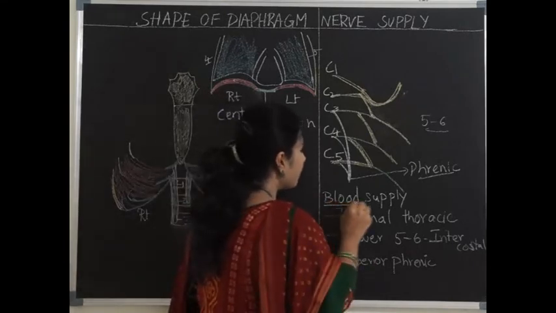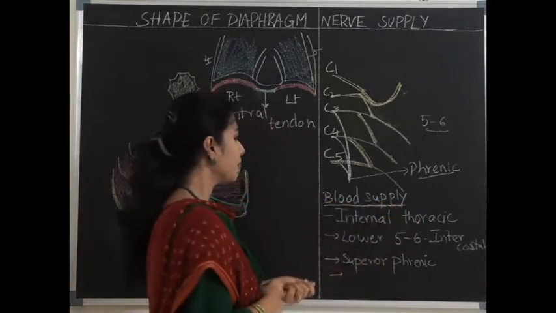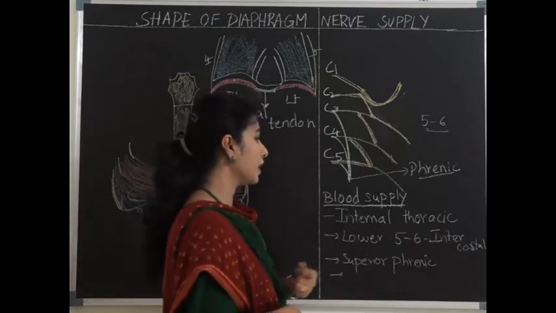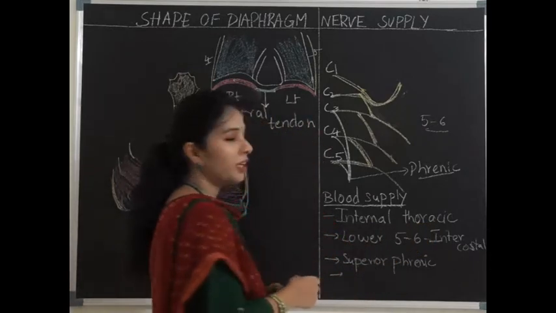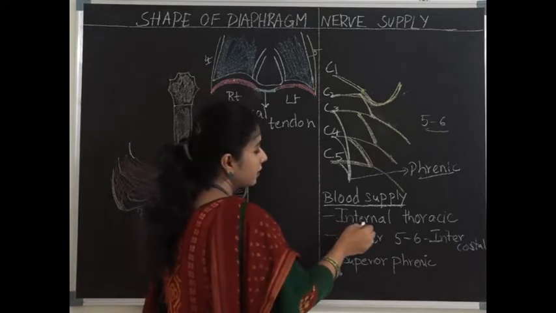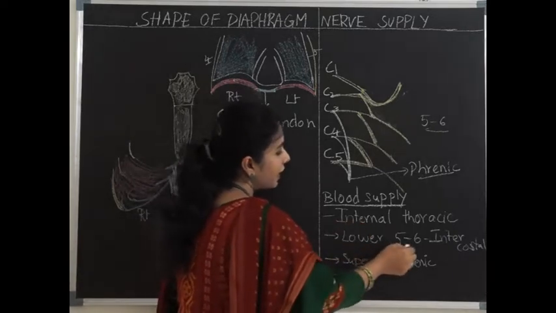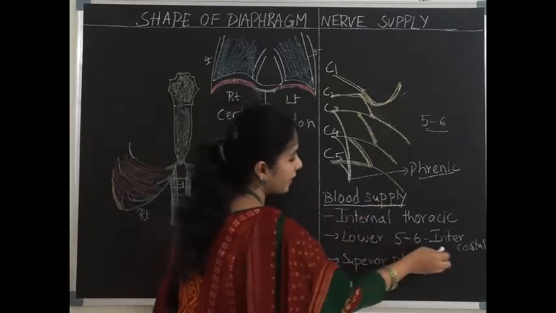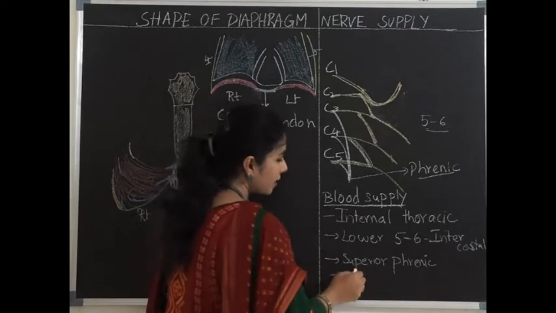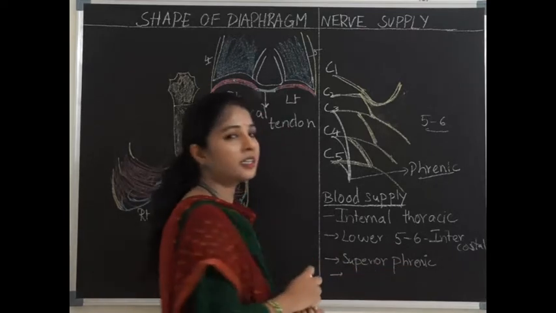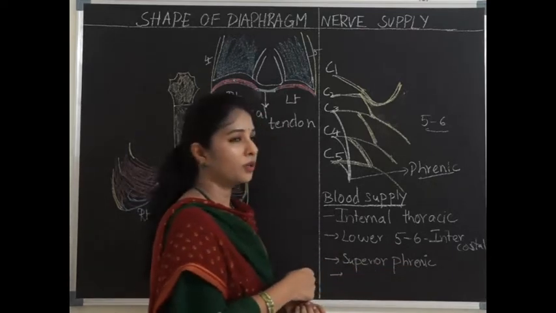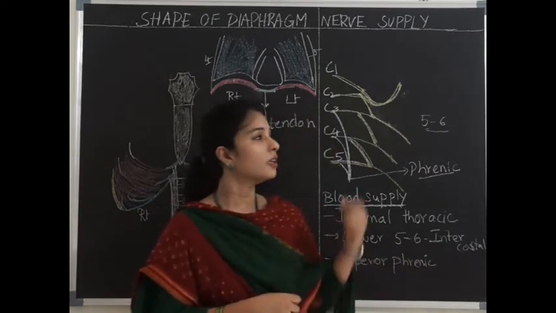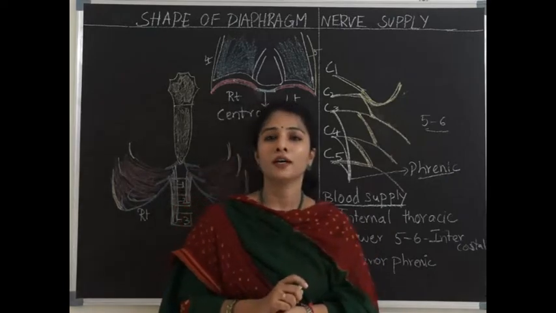Blood supply of diaphragm. The diaphragm is supplied by the branches of internal thoracic artery, which are called musculophrenic artery and pericardiophrenic branches, and the lower 5 to 6 intercostal arteries. The peripheral part of the diaphragm is supplied by lower 5 to 6 intercostal arteries, and superior phrenic artery, which is a direct branch of descending aorta, also supplies the diaphragm. So this is about the nerve supply and blood supply of diaphragm.